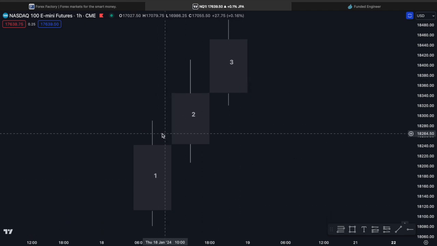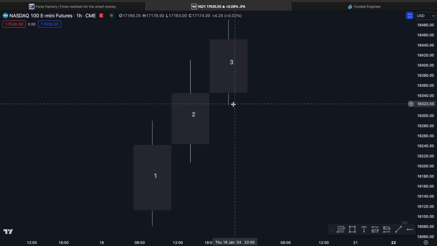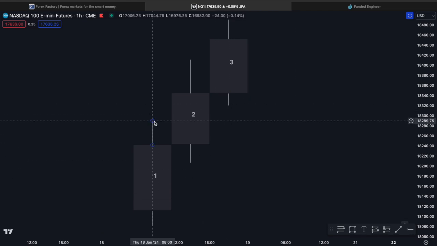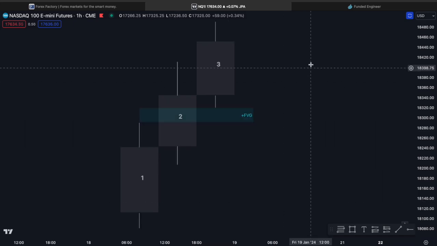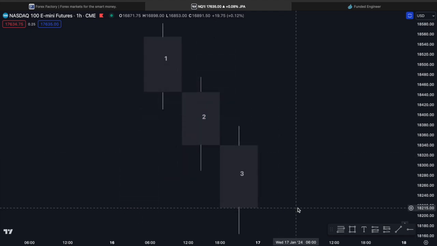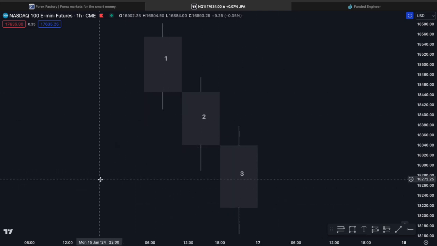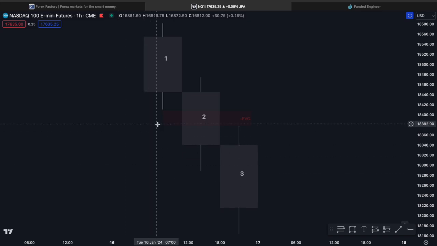In the three candlestick formation, we have its highs and lows. What you're looking out for is if candle 3's low has intercepted candle 1's high. If it hasn't, then this is what you identify as a bullish fair value gap. On the other hand, for a bearish scenario, what you want to look out for is if candle 3's high has intercepted candle 1's low. If it hasn't, then this would be your bearish fair value gap.